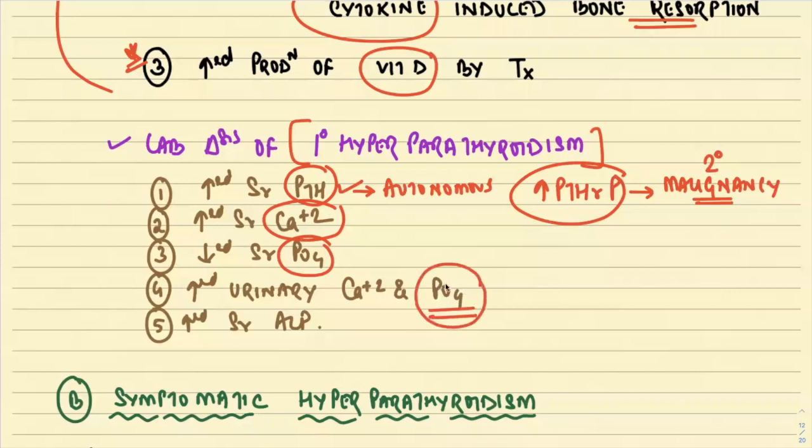But not only that, because the amount of calcium is also high, the normal amount of calcium secretion will also become high. So excessive urinary calcium and phosphate will both be seen. And as in any kind of disease where the bone is involved, the serum alkaline phosphatase level will also be raised. Is this crystal clear to everyone? Lab diagnosis of primary hyperparathyroidism. Yes, sir. Clear. Okay.